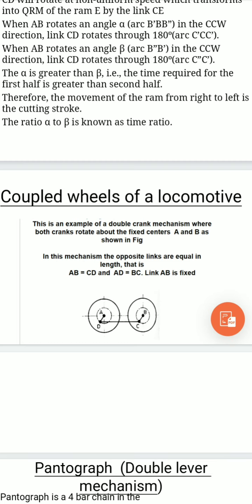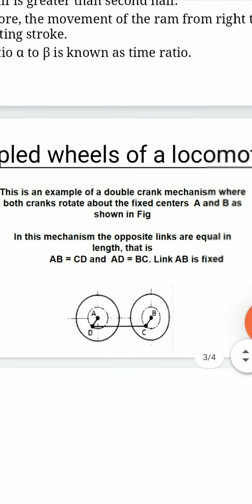As you can see in the sketch here, in the case of coupled wheels of the locomotive, the length of the link AB is equal to the length of the link CD, and at the same time the length of the shortest link AD is equal to the length of the link BC, right? So this is a best example where it can be used to couple the two wheels. Locomotive is the best example.